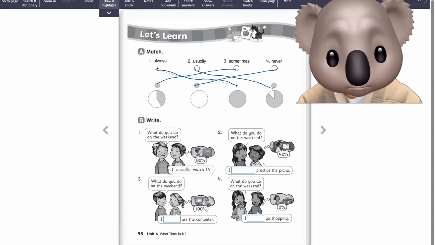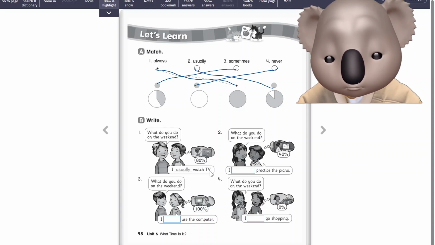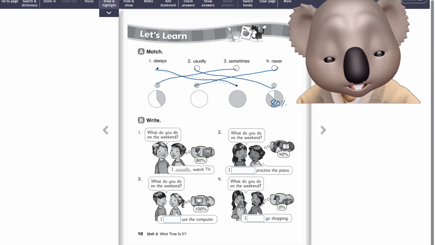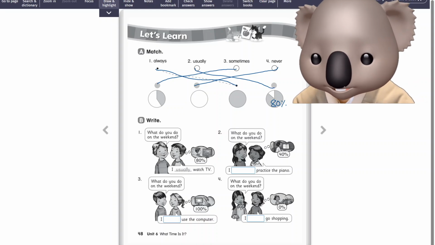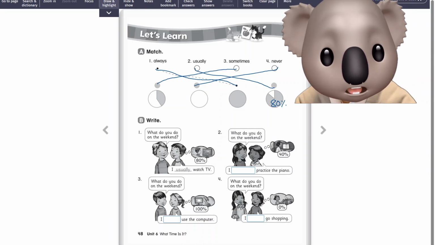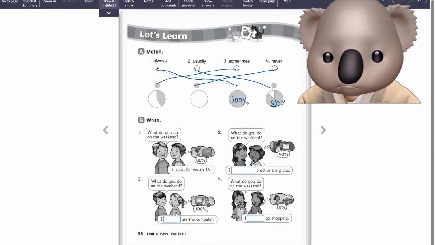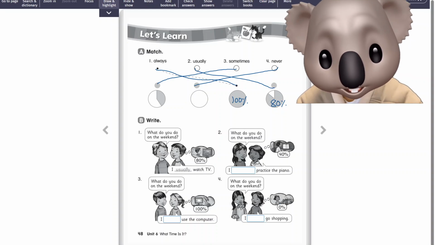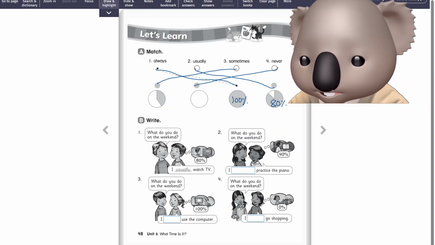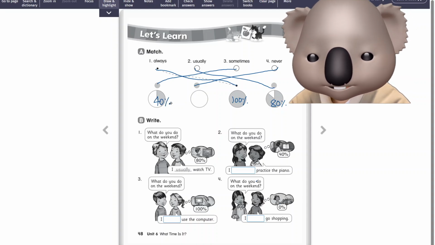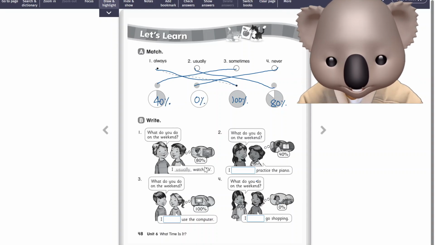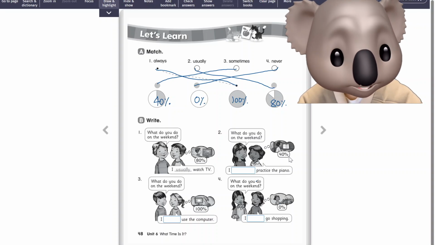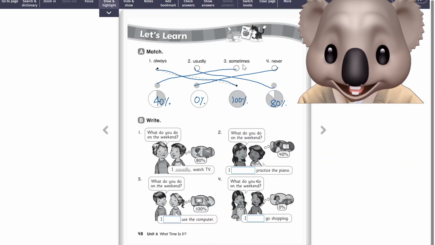I 80% watch TV. 오, 그래도 꽤 큰 숫자죠? 그러면 usually. I usually watch TV. usually가 80%면 always은 100%겠죠? sometimes는 80%보다 더 낫겠지? 그러면 여기는 40%. never는 0. On the weekend, I 40%는 sometimes. I sometimes practice the piano. Let's write.